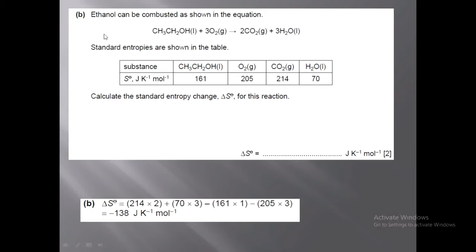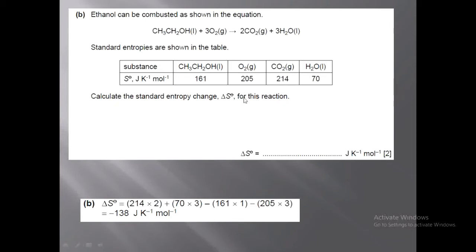In the B part, the examiner was saying ethanol can be combusted as shown in the equation. This is the combustion equation of ethanol. Standard entropies are shown in the table. For ethanol it was 161, for oxygen it was 205, for carbon dioxide it was 214, for water it was 70 joules per mole Kelvin. He has asked us to calculate the standard entropy change for this reaction.